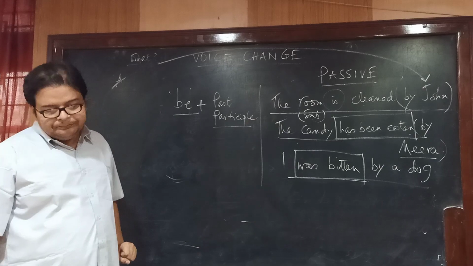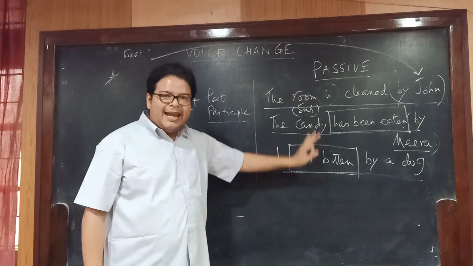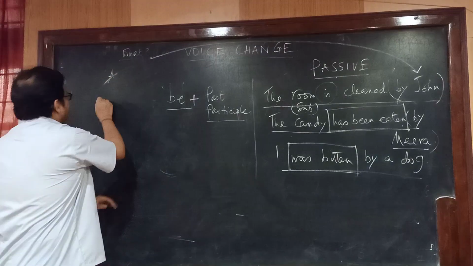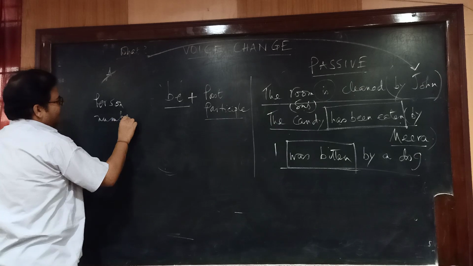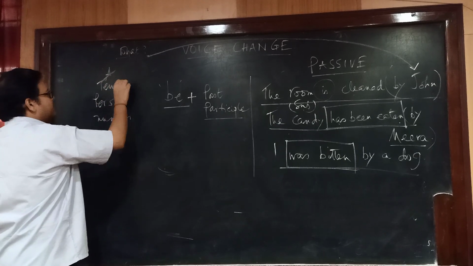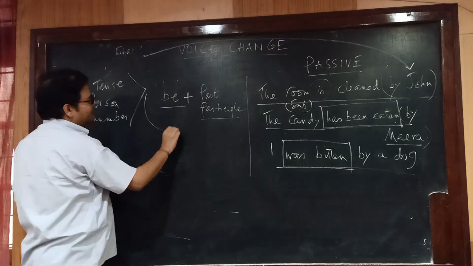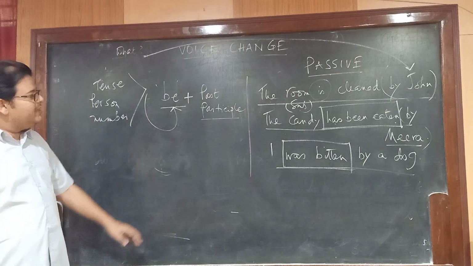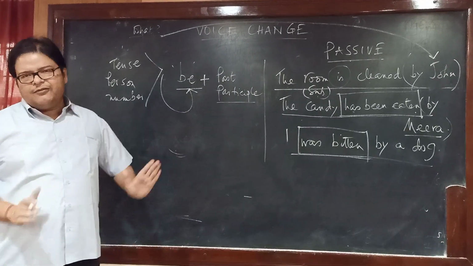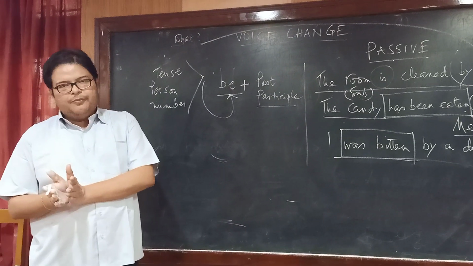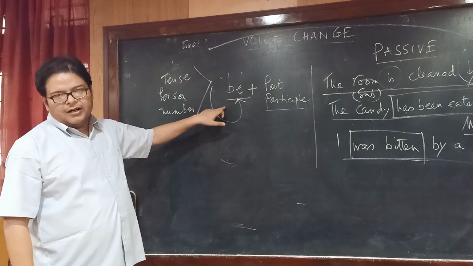of the main verb. And as you can see, the be verb changes when you change person, number and tense. Depending on these, the be verb undergoes change, while the past participle form remains the same. Of course, it doesn't change. One verb has only one past participle form. What changes is the form of the be verb, right?